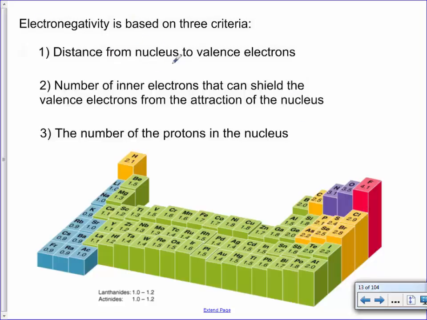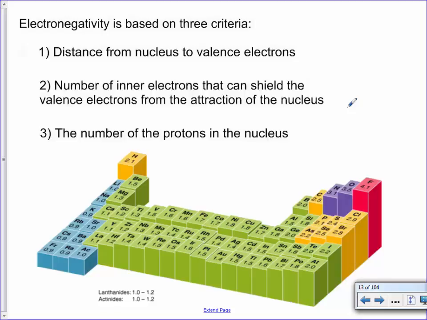Electronegativity is based on the distance from the nucleus to the valence electrons. Okay. Think of it like gravity. The further away you get from your planet, the less gravity there is. Does that make sense? That means that the bigger the atom you have, like for example, if you want to compare lithium to francium, which one is bigger? Francium, by far. Well, that means that your valence electrons in francium are so much further away if you're going to steal them. Does that make sense?